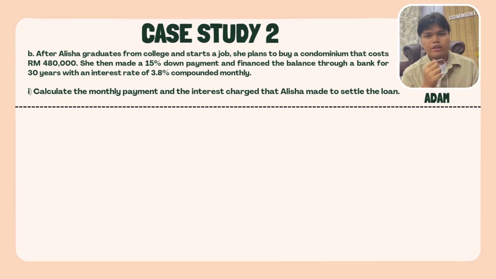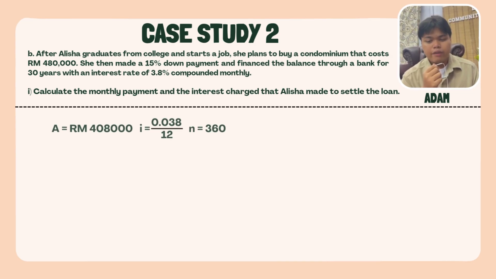For the first thing, we need to find how much the loan is. So 15% down payment of 480,000 ringgit, we get 72,000 ringgit. 480,000 ringgit minus 72,000 ringgit, we get 408,000 ringgit. So A is 408,000 ringgit, i is 0.038 over 12, and n equals 360.